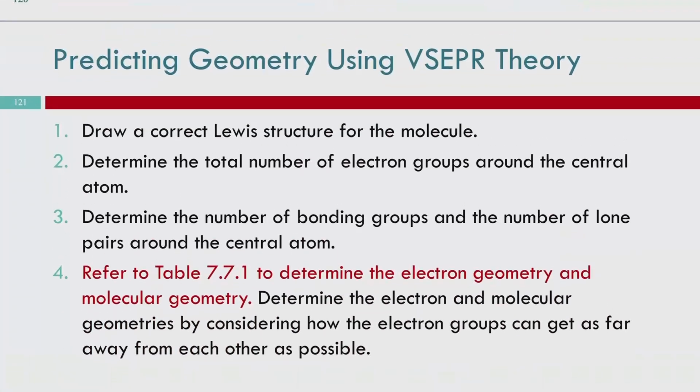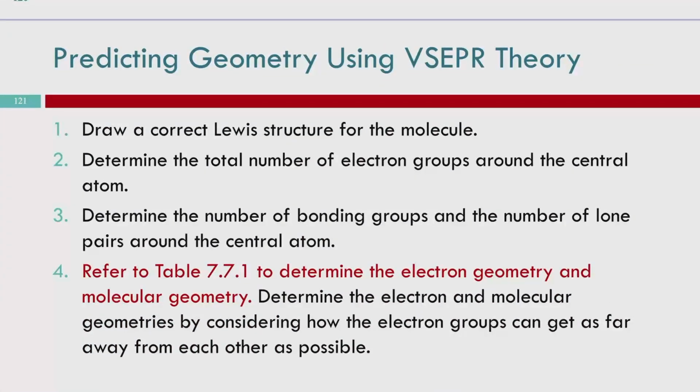So the way that we predict geometry using our valence shell electron pair repulsion theory, that's the VSEPR, or Vsepar theory, our first step is we need to draw a correct Lewis structure for the molecule. So this is what I've been talking about. We're building and building and building. This is some of that building. So we have to be able to draw a correct Lewis structure for the molecule, which contains several steps.